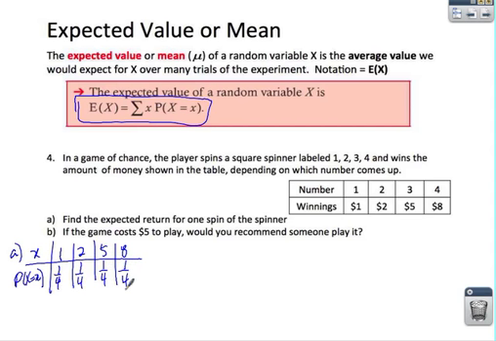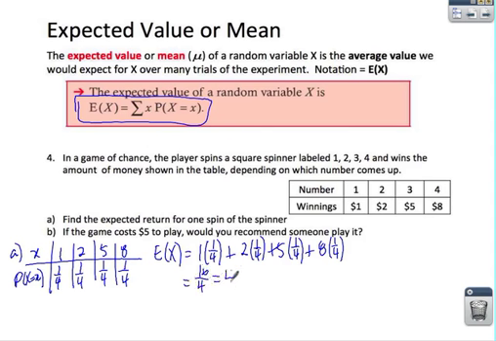The expected value now would be calculated by taking each outcome, so the 1 times its probability 1/4, plus 2 times its probability 1/4, plus 5 times its probability 1/4, plus 8 times its probability 1/4. And add these all up. The numerators are going to be 1, 2, 5, and 8. If we add those, we get 16 over 4, which would be 4. And that would be represented by $4 because the outcomes in the question are in dollars.